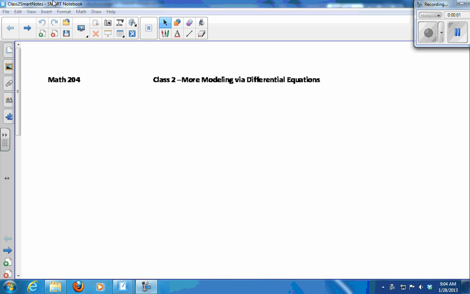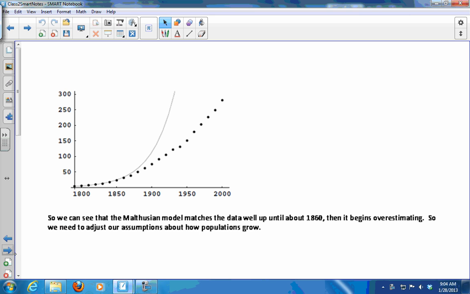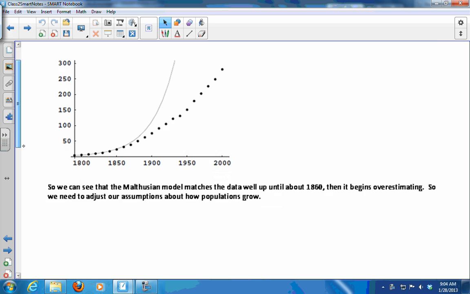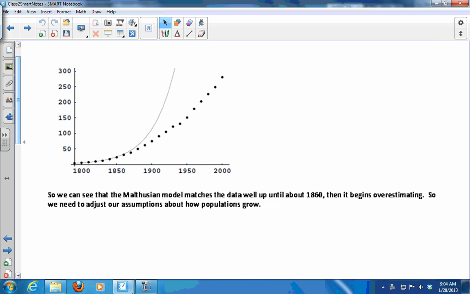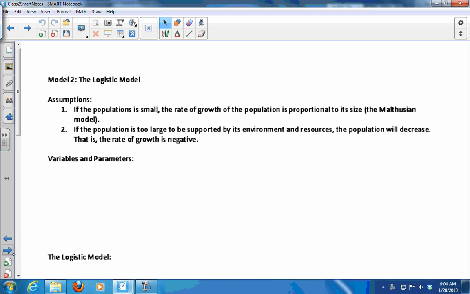Okay, so the Malthusian model turned out to be only good for short-term behavior of the population growth and not for long-term behavior. In order to create a better model for the long-term behavior, we need to adjust our assumptions: that population does not just continue to grow at a rate proportional to the population size.